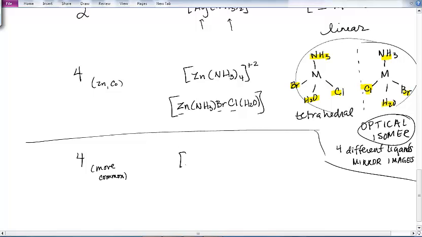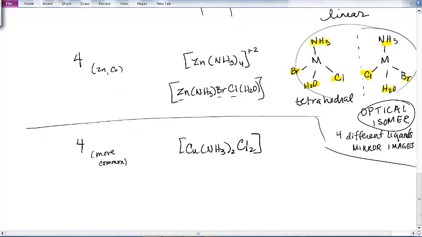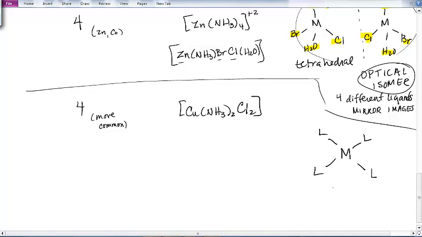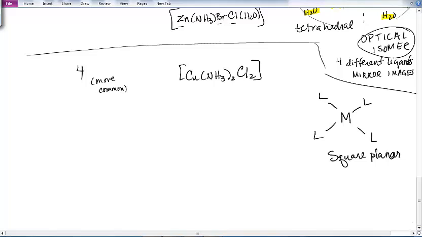And an example of that might be copper, with 2 ammonias and 2 chlorines. And more commonly, it forms this shape, which is called square planar. So it literally is all in a plane. It's not tetrahedral. And this lends itself to 2 isomers. And this example will illustrate that pretty well.